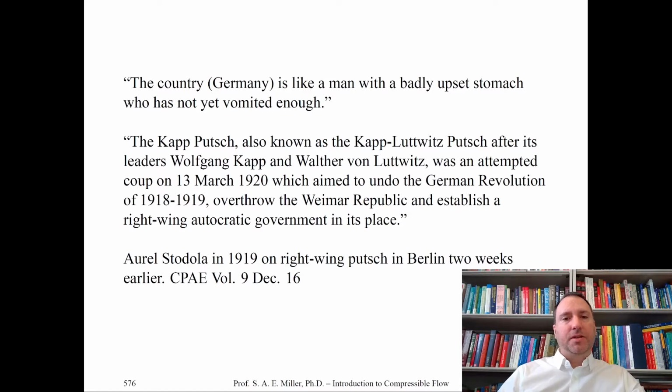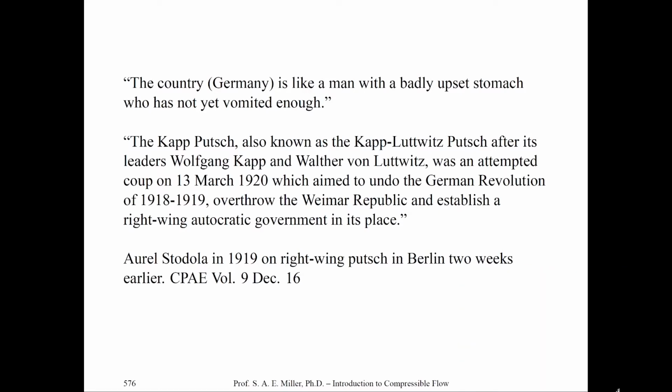And this was during the so-called Kapp-Putsch, also known as the Kapp-Lüttwitz-Putsch, after its leaders Wolfgang Kapp and Walther von Lüttwitz. It was an attempted coup in March 1920, aimed to undo the German Revolution in 1919, overthrow the Weimar Republic and establish a right-wing autocratic government in its place. Germany no doubt felt this way for many years through, of course, World War II, when a lot of compressible flow theory and experiments were being done, leading up to and during the Second World War, by people like Professor Stodola.